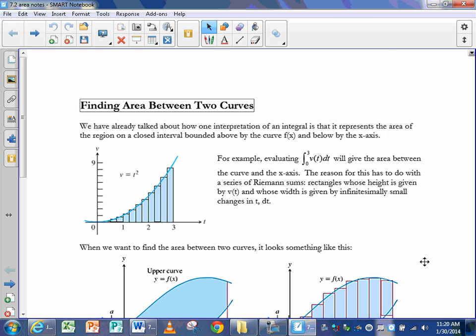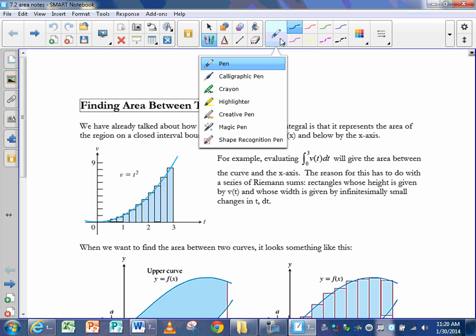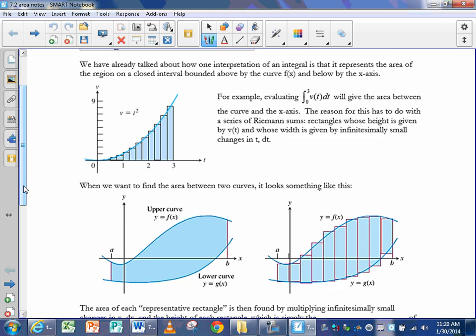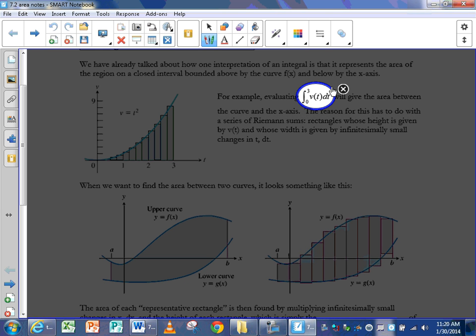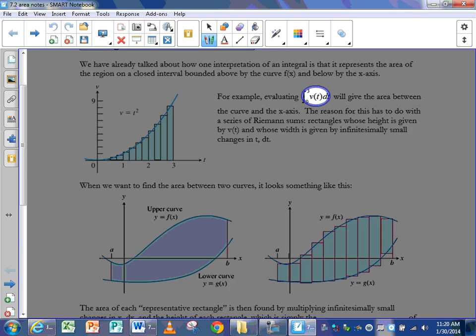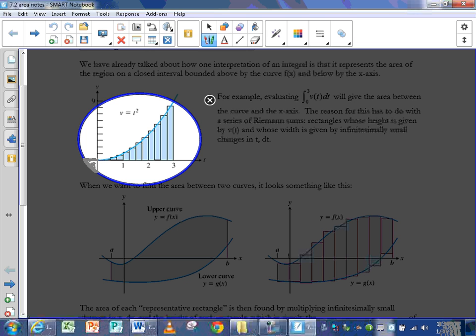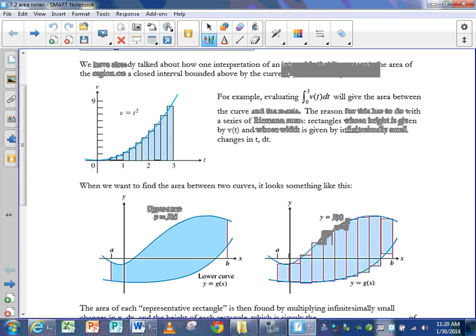So today we're going to talk about finding the area between two curves. Now we've already talked about area and integrals before, and we said if I had an integral, one interpretation of that integral is that this represents the area between v of t and the x-axis on the interval from 0 to 3. And the first way we talked about that is that you can estimate that area using a whole bunch of rectangles added together, which will get you the area between the curve and the x-axis.